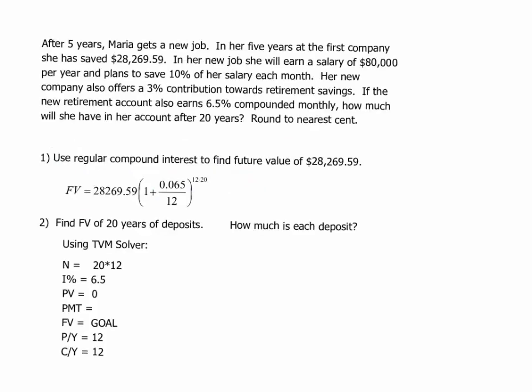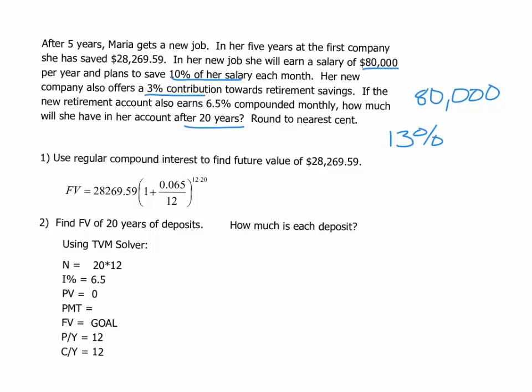After 5 years, Maria gets a new job. In the 5 years at the first company, she had managed to save up a little over $28,000. In her new job, she got a bump in salary, and so her salary is now $80,000. And because of this bump in salary, she plans to step up her savings. So she plans to contribute 10% of her salary each month, and the new company is going to contribute 3%. So there's going to be a total of 13% each month that gets contributed. If the new retirement account also earns 6.5% compounded monthly, how much will she have in the account after 20 years?